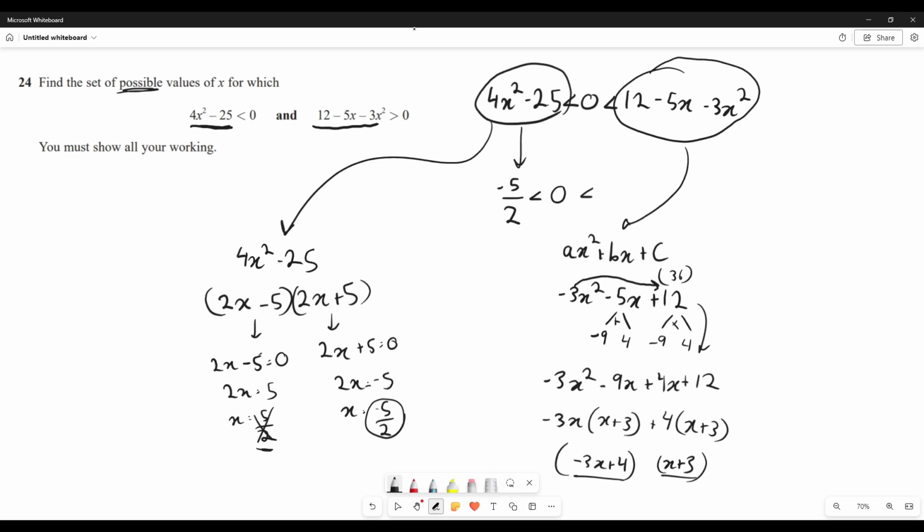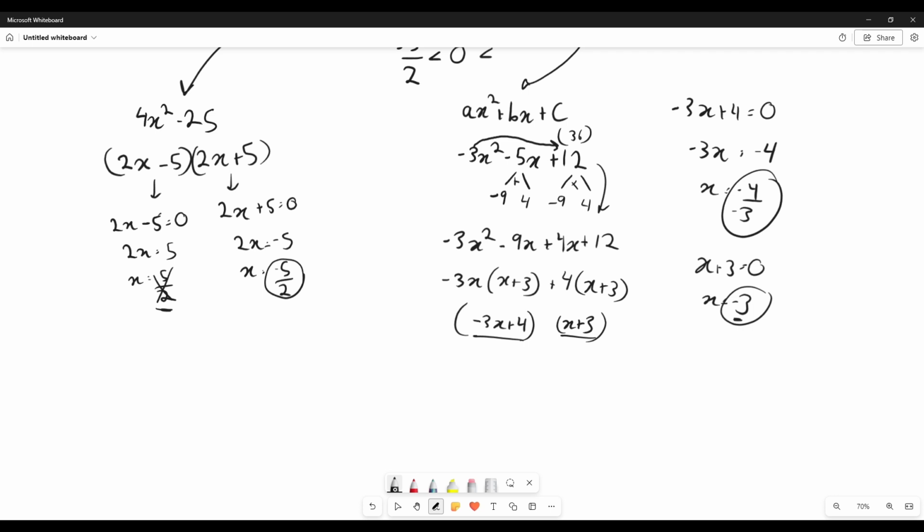To find that, what we do is we solve it like we solved before. So minus 3x plus 4 equals 0. So minus 3x equals minus 4, and then x is minus 4 over 3. So that could be a possibility. And then x plus 3 would just be x equals negative 3. So, okay, now that we've got minus 4 over minus 3, that's the same as 4 over 3. And that's also a minus 3. So we know 4 over 3 would be the bound.